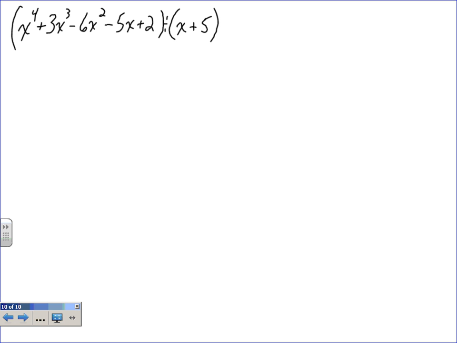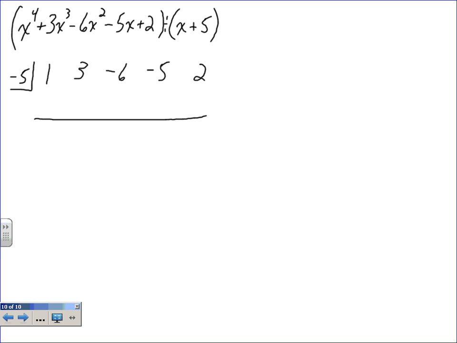All right. So let's take some examples here. Let's take x to the 4th plus 3x cubed minus 6x squared minus 5x plus 2. And let's divide it by x plus 5. Okay? Let's see if that's a factor. What do I put in the shelf? Negative 5. Put in the 0. And then I'm going to put the coefficients. 1, 3, negative 6, negative 5, and 2. I'll draw a line underneath.